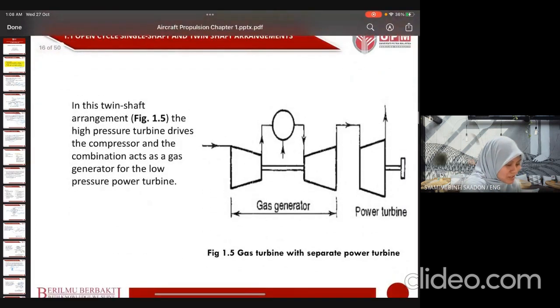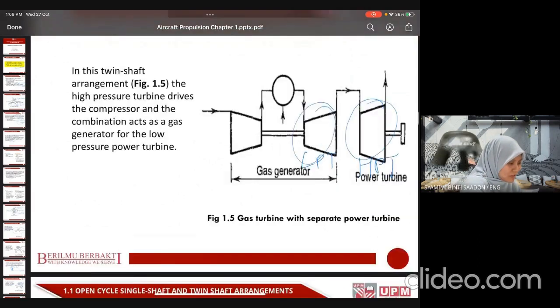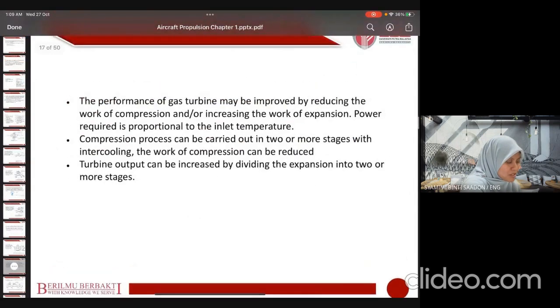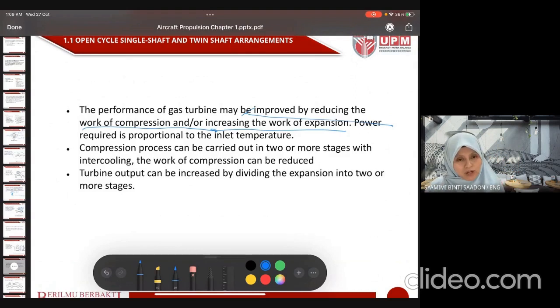Okay. So there is a separate power turbine. This is a separate power turbine, meaning that we have a low pressure turbine and a high pressure turbine. Okay, that means the fluid inside the gas turbine is being expanded twice, in low pressure and high pressure. The performance again may be improved by reducing the work of compression and increasing the work of expansion. Because we expand the fluid twice, we increase the expansion, so we increase power.